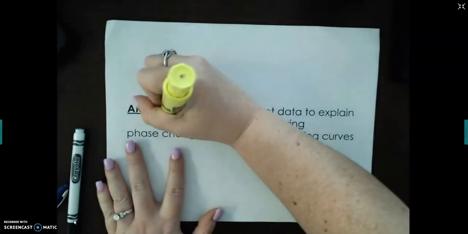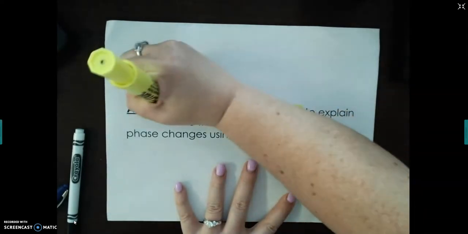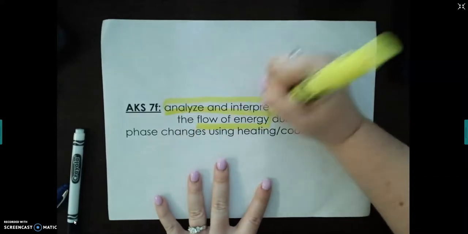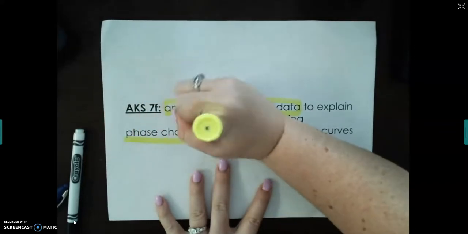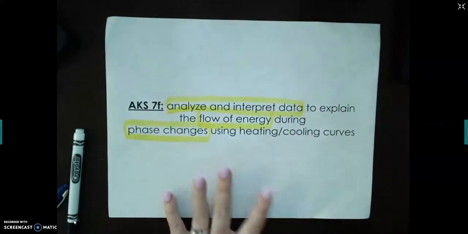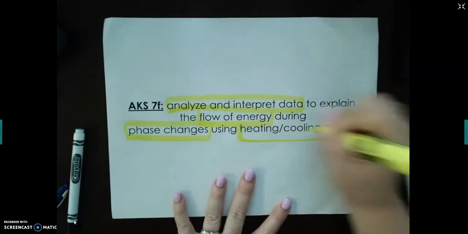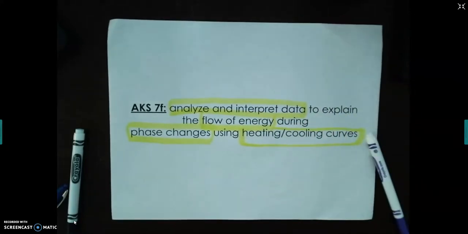So we're going to first mark our science and engineering practice of analyzing and interpreting data. We're going to also mark the flow of energy. We're going to also mark phase changes, which should sound familiar to us. And we're going to also mark heating and cooling curves. So let's go through and really dig into what each of these key terms really means so we know what this standard is asking us to do overall.